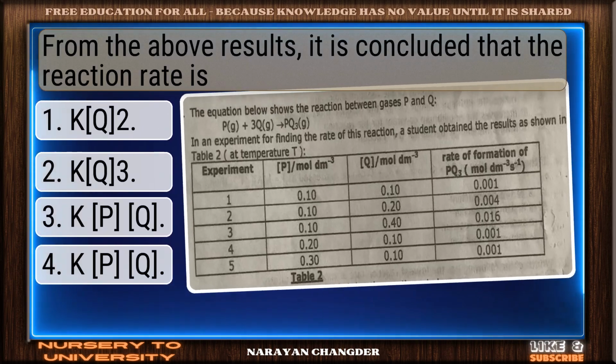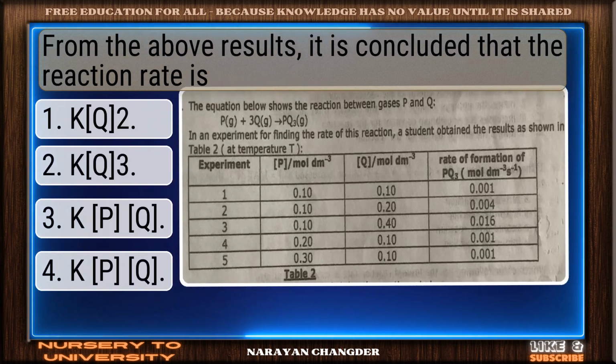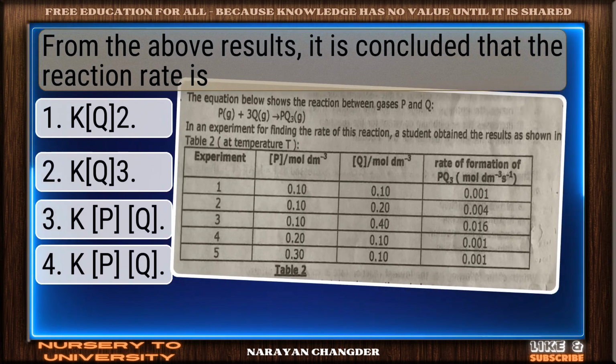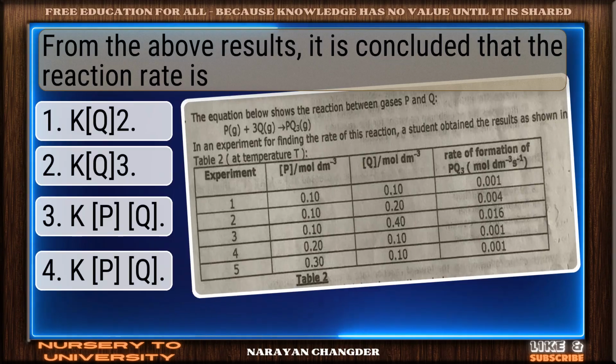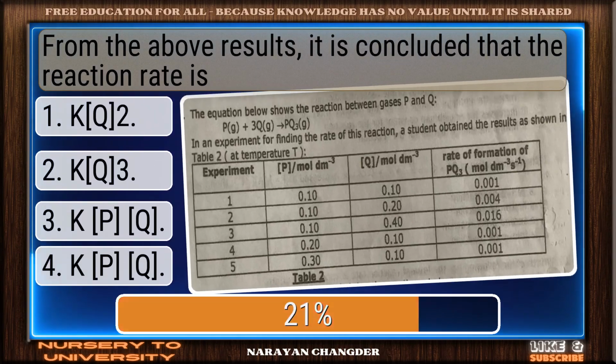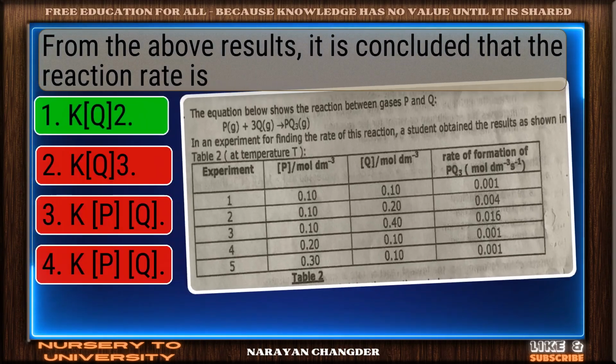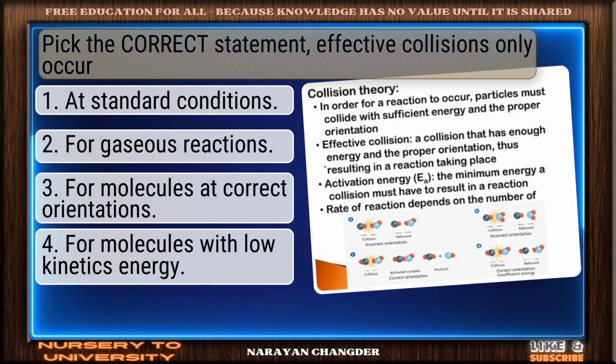From the above results, it is concluded that the reaction rate is Option 1, k^2, Option 2, k^3, Option 3, k, Option 4, k. k^2, great work. Pick the correct statement.